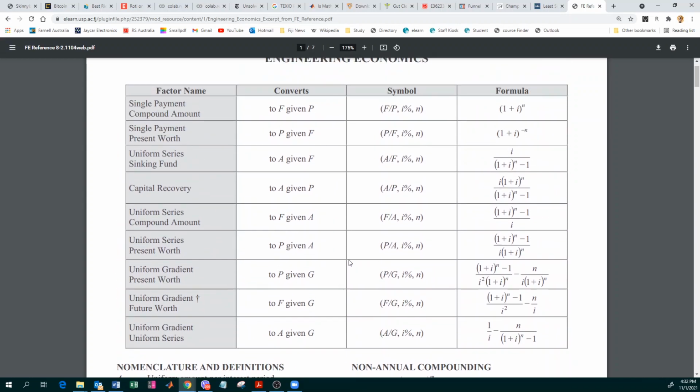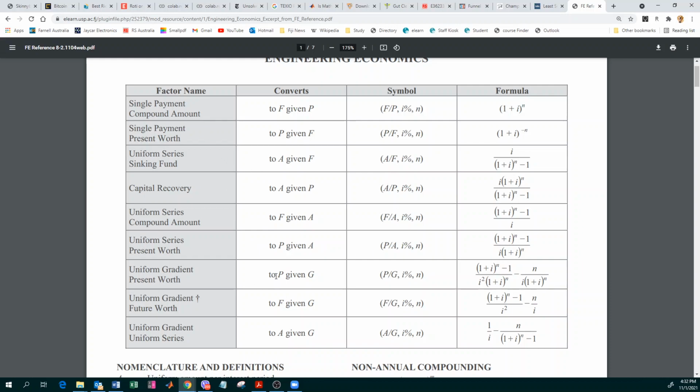Now, if you look at this, F given P, we've done that. That was compounding, right? P given F is discounting, right? Although over here, if you look at the factor name, it is single payment compound amount, single payment present worth. I usually use the word discount. A given F, uniform series sinking fund, capital recovery, uniform series compound amount, uniform series present worth. We have completed all of this.